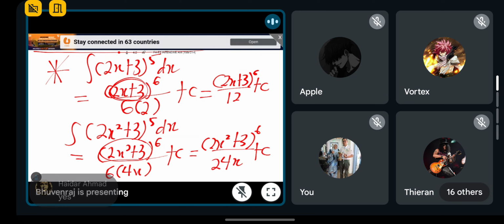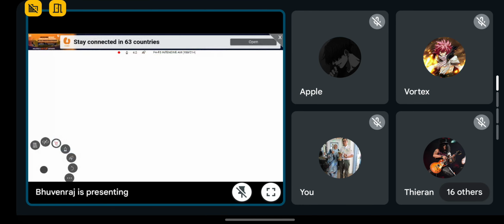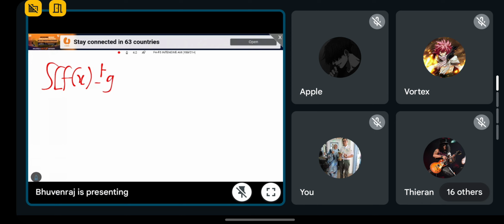Before we go to the formulas a bit. Now we talk on the formulas for integration. This one already know already. The first formula that apply here is this one. I write the general formula, guys.